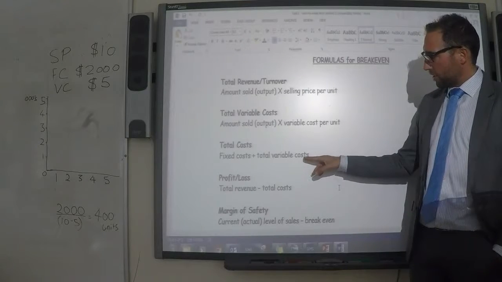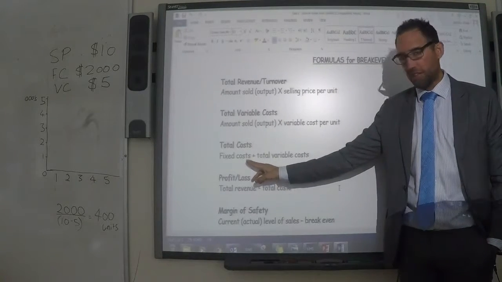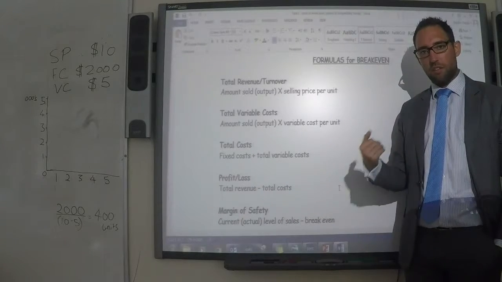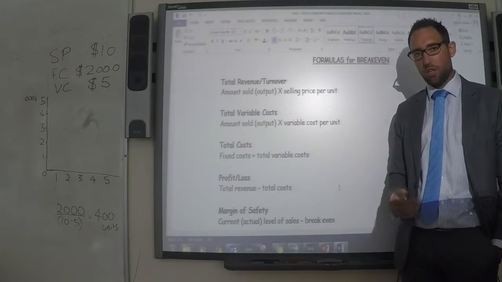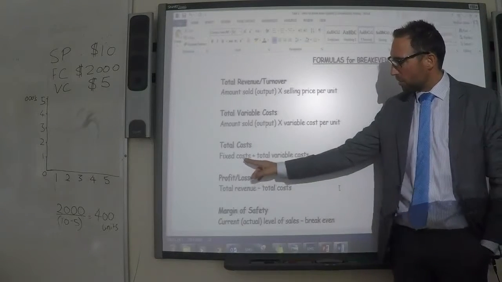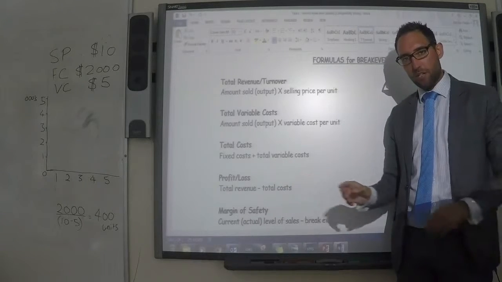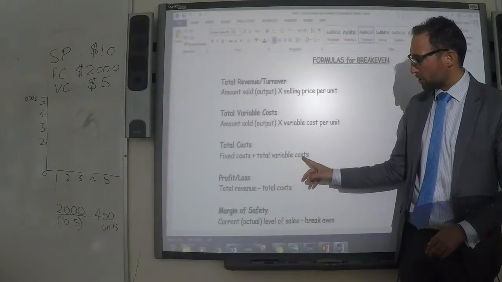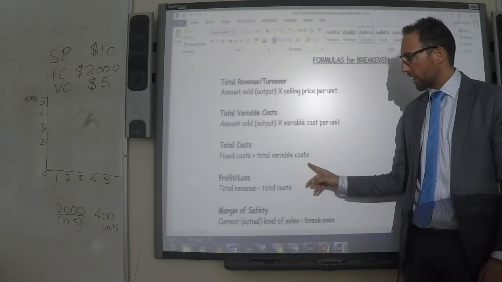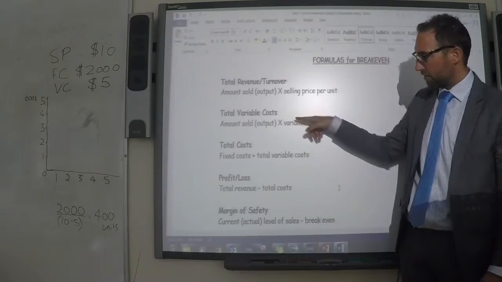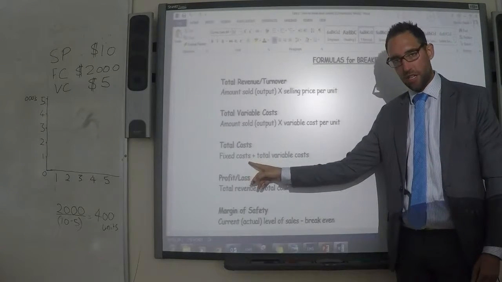To get the total costs, we need to take the total variable costs and add it to the fixed costs. The fixed costs being the rent, the salaries, the insurance. So the fixed costs being the costs that do not change. So we add those together to get the total cost. And one of the key mistakes that many students make is that they add the variable cost per unit. Remember, it's the total variable cost. So you have to do this calculation first to get the total variable cost. Then you add it to the fixed costs.